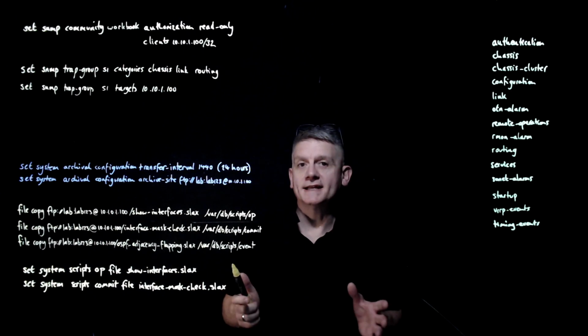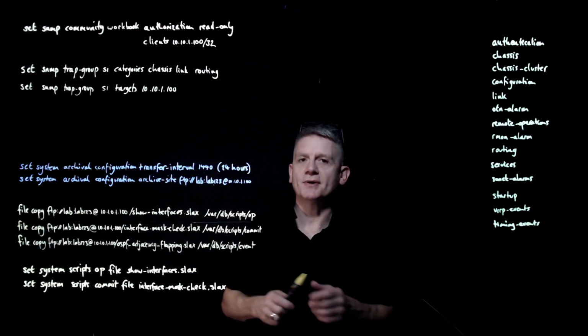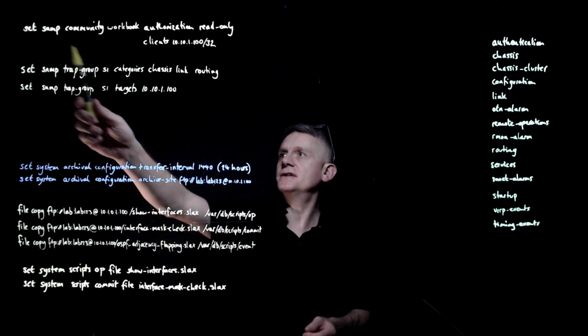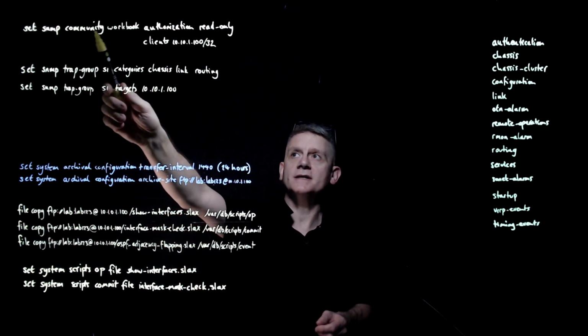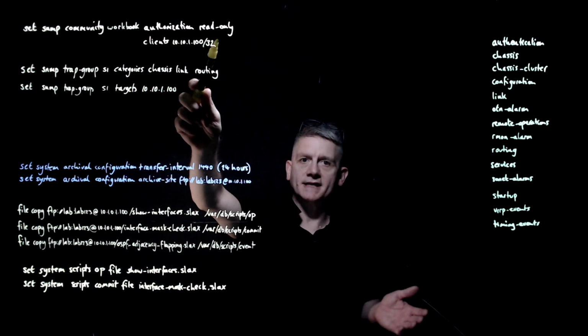Okay, so we're on the initialization commands in Superlab 1. We've got some SNMP v2 here. Of course, SNMP v2 is using community names, so we're using the community name of workbook here. It's got authorization of read-only. This can be set to read-write.